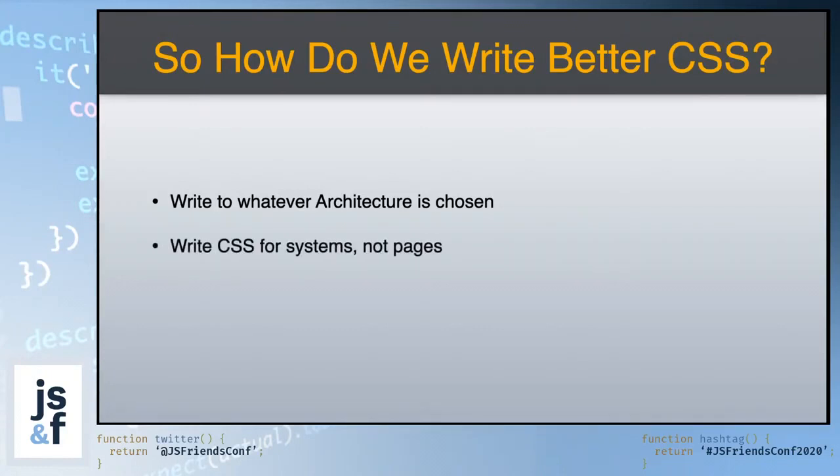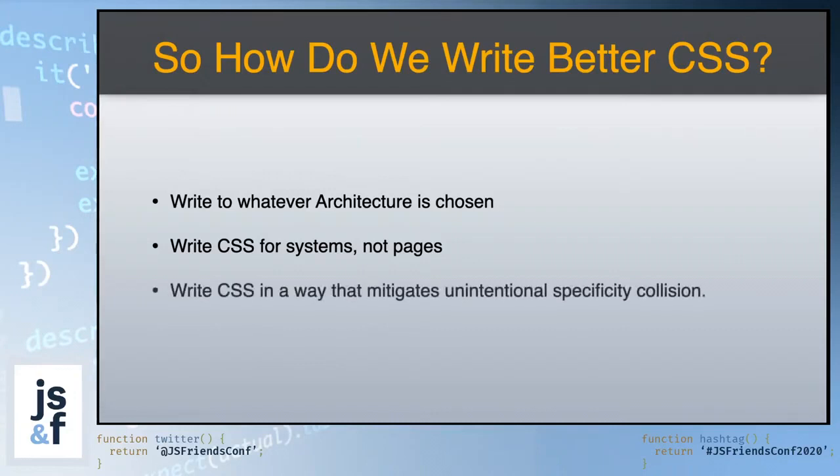You're going to want to write your CSS for systems, not for pages. The web is a very different place than it was back in the 2000s. Everything from blogs to social media companies are really approaching a more componentized version of the web where they are aligning their content with UI components to render a page. And then you'll also want to write CSS in a way that mitigates unintentional specificity collision.